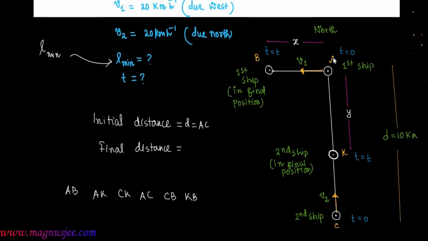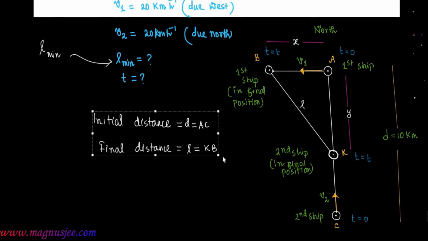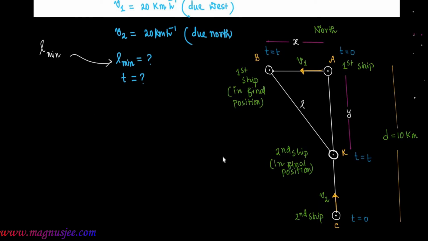Which one will be the final distance between the two ships, whether it is AB or AK or CK or AC or CB or KB? So the final distance between the two ships will be which distance? It should be KB. KB is the final distance between the two ships at the points B and K at instant t equal t second. So the final distance will be L, which will be equal to KB.